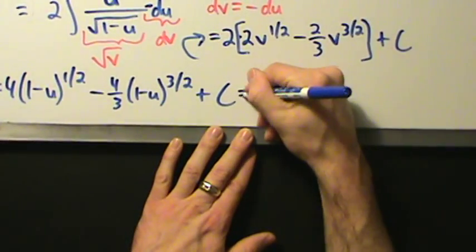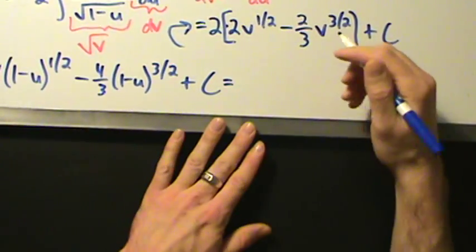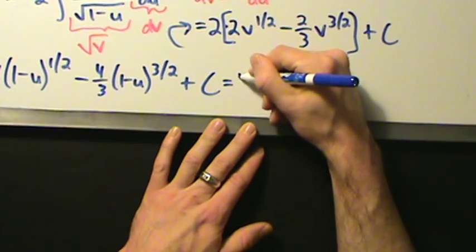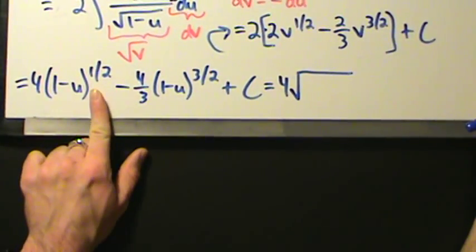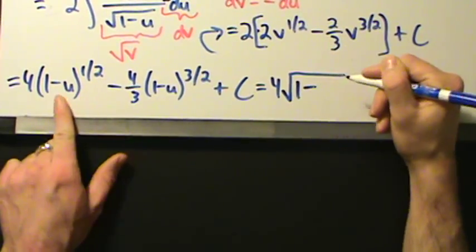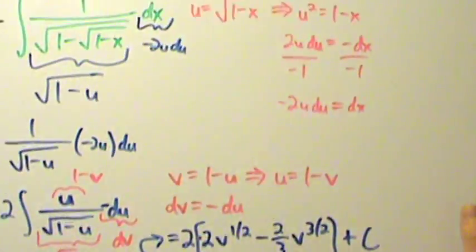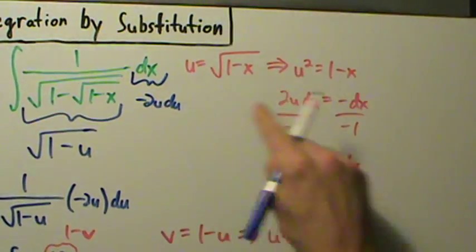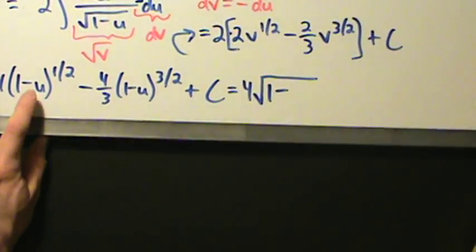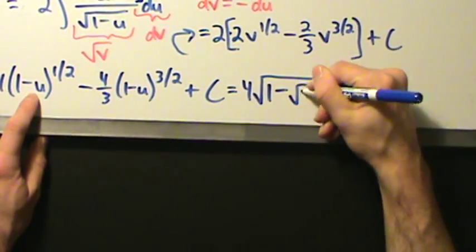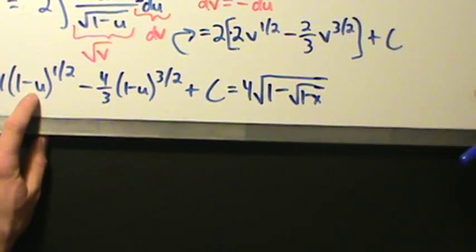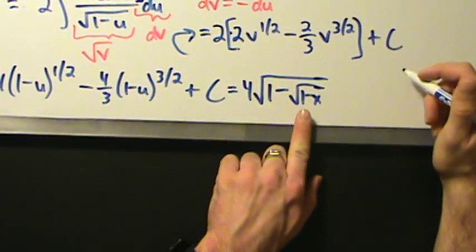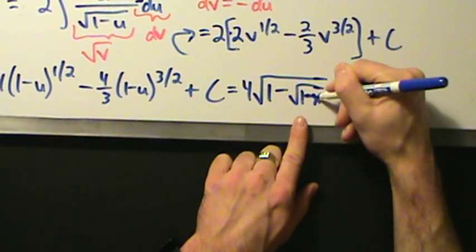So now this is going to be 4 times the square root of, so instead of this 1/2 power, let's do the square root. So 1 minus u, what is u? u is the square root of 1 minus x. So we're going to replace this u, we're going to go back to the square root of 1 minus x. Okay, so that's what we have here. 1 minus the square root of 1 minus x, that's what's going on in here.